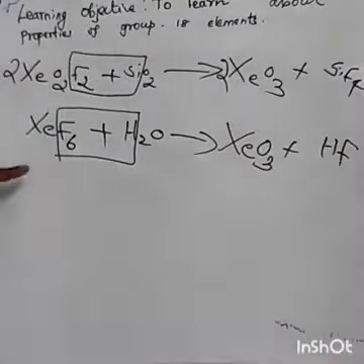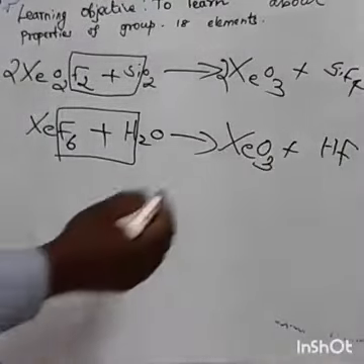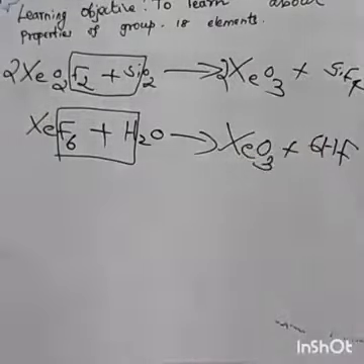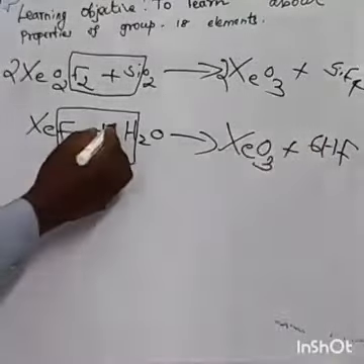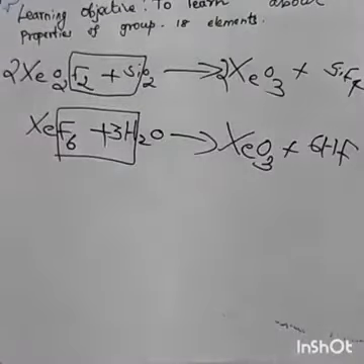So how much fluorine is there? 6 fluorine, so make it 6 here. How much hydrogen is there? 6 hydrogen, make it 3 here. Now the equation is balanced. Can you write the equation? Next one is a very important question.